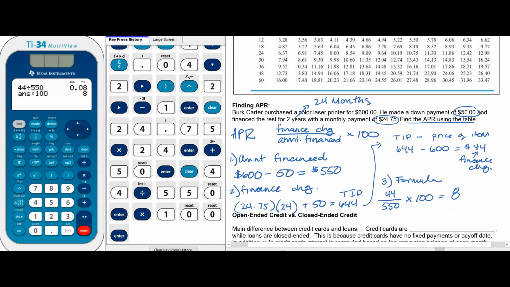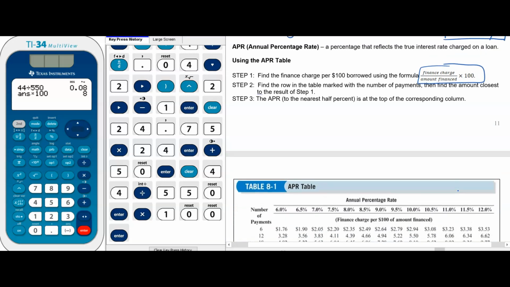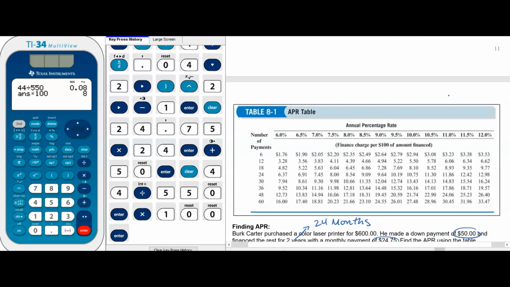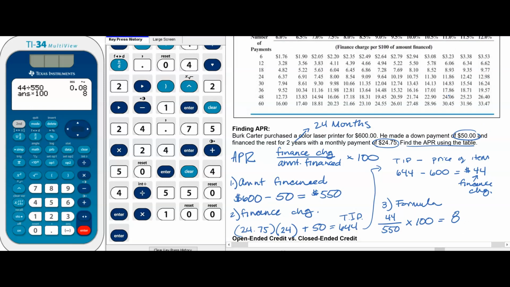So the next thing we're going to do, and the steps are above the table here. We just did step 1, using this formula. Now you find the row in the table marked with the number of payments, and then find the closest amount to what we found using the formula. In this case, there are 24 payments. Over on the left here is the number of payments, so 24 payments. I'm looking at this row right here.